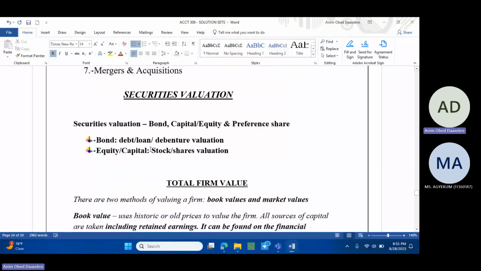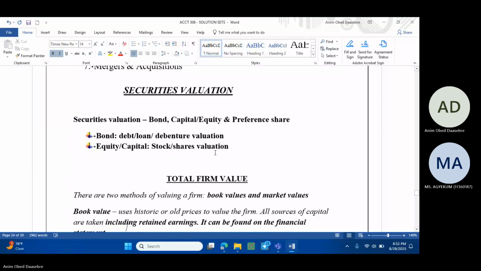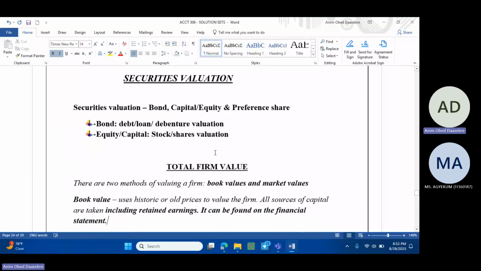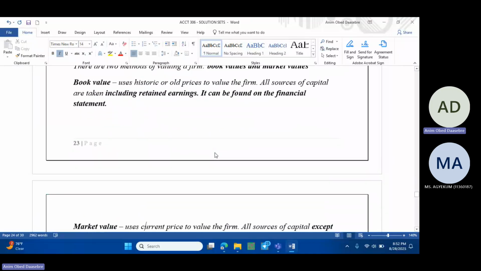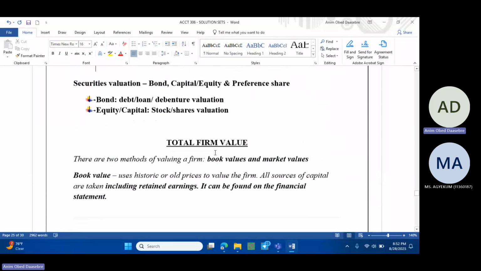And this equity, we also have types, components of equity. We have a lot: retained earnings, preference shares, common shares, and all of that. So you should also take note of that. Now, after knowing this, you should be able to compute the total value of a firm.